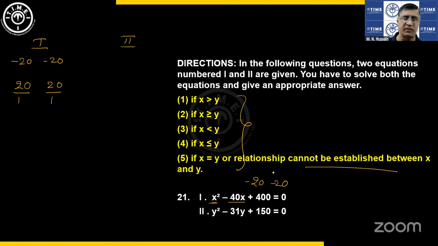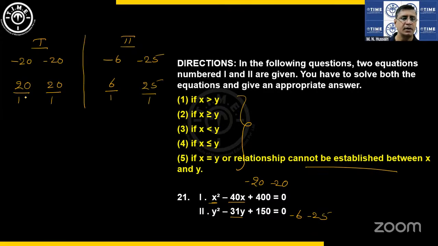Look at the second quadratic equation. Now 150 is the product. 31 is the middle number. Now what is the possibility? 6 times 25 is equal to 150. So by adding these two factors, 6 and 25, we get 31. Means minus 6 and minus 25. Minus 6 and minus 25 are the factors. The roots are 6 by 1, 25 by 1.